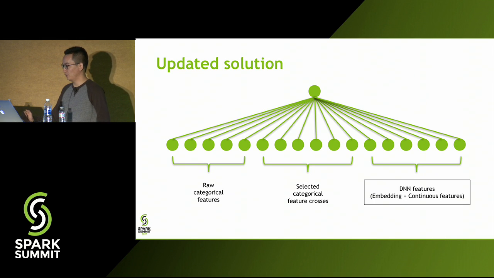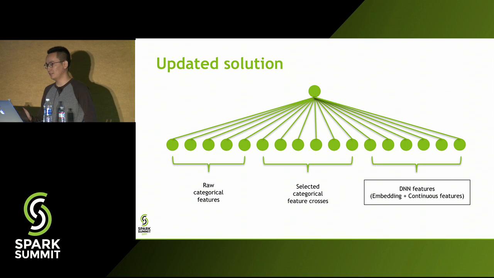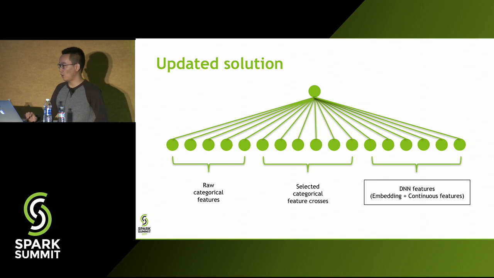So the raw category features and selected category features are also used, and they are very sparse and in a very large space. And we add more DNN features. The DNN features are very dense, but the dimensions are usually not very high. So here we still get a very large feature space, maybe a little denser than the previous model, but we still get a very high dimension feature space. We still need to use Spark L-BFGS to train the linear regression model.